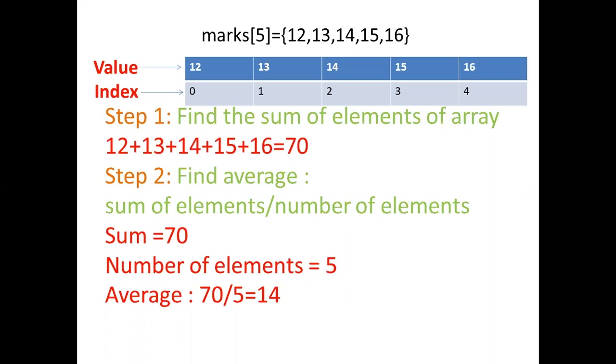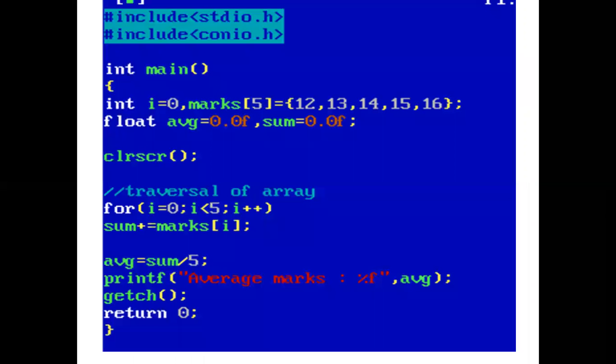Step 2. Find average. Average can be calculated by dividing sum of elements by number of elements. 70 divided by 5 is 14. Now, with the help of program, we will implement the concept.